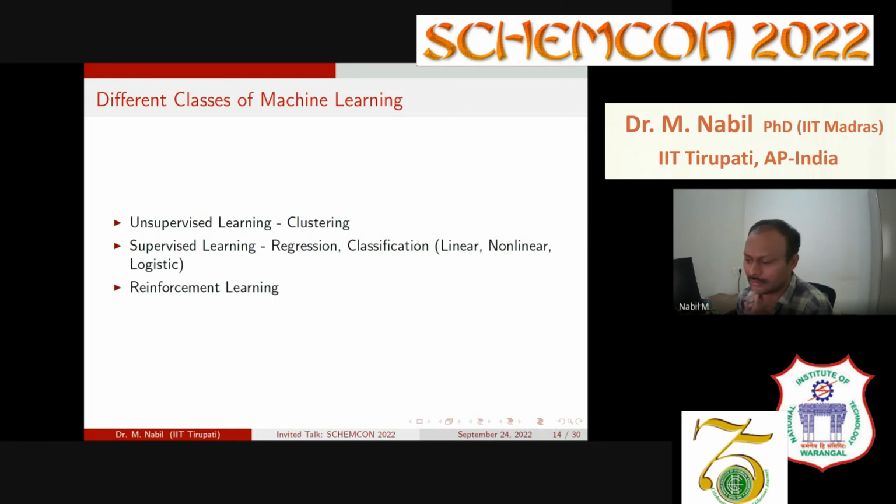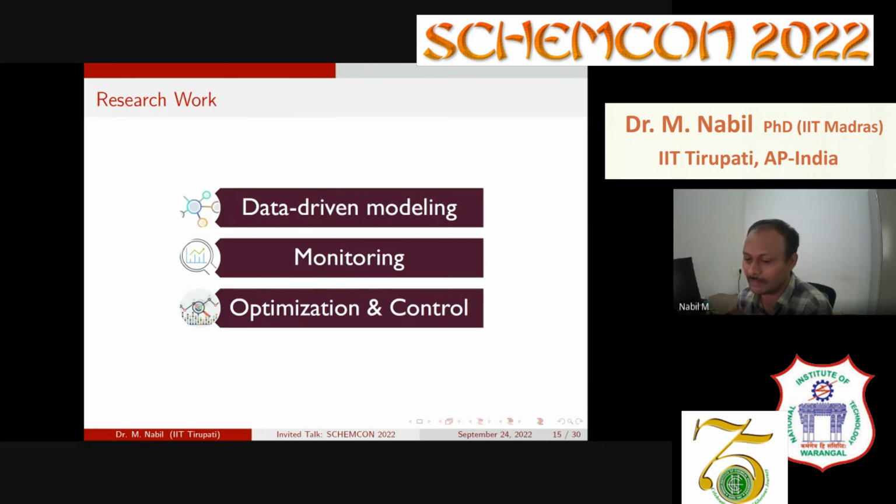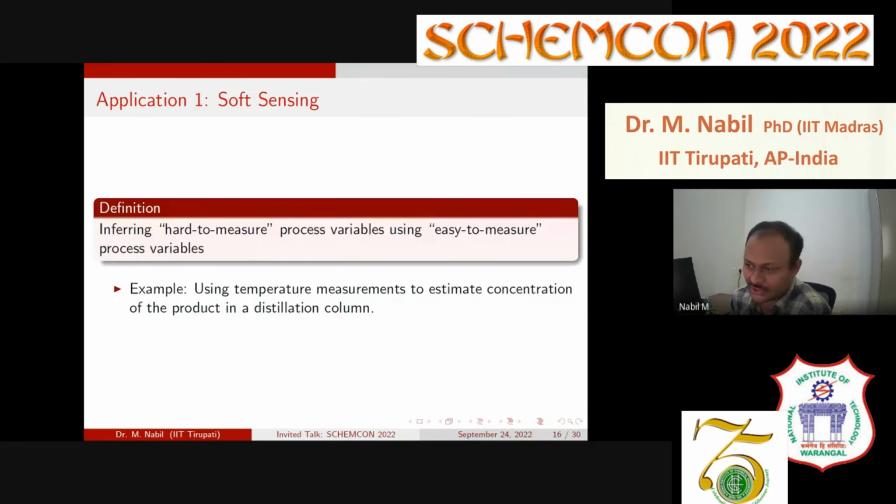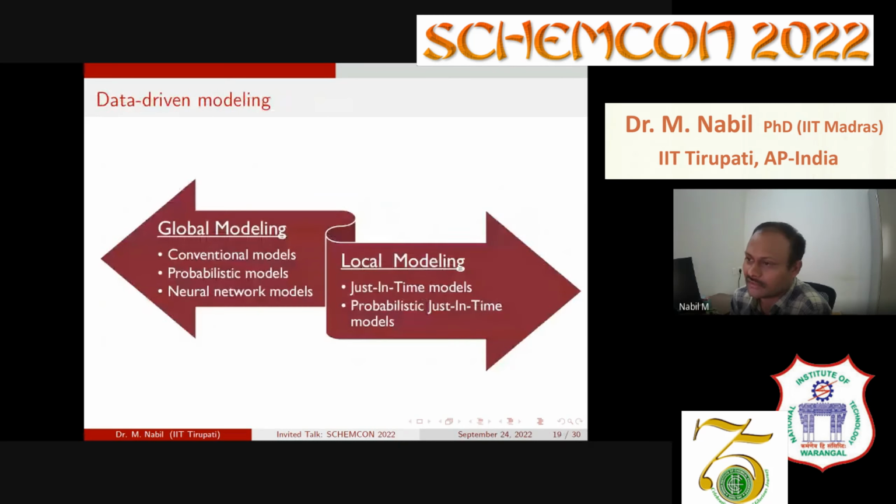So in the next part of the talk, I'm just going to present one application. The major work will be on data-driven modeling, monitoring, and optimization and control. I don't know how much time I have. So in the interest of time, maybe I'll just present one of the applications, the second application.